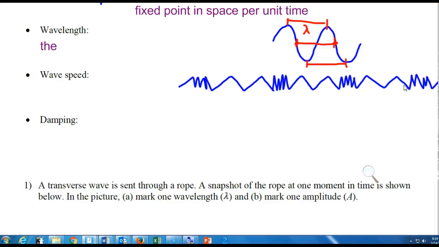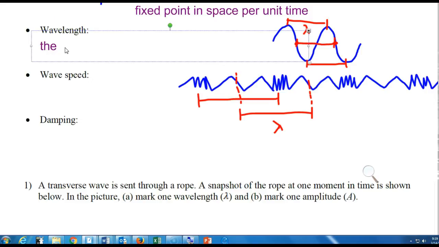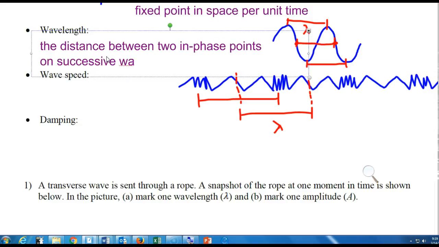And on longitudinal waves, you can measure the wavelength from compression to compression, or from the center of a rarefaction, right here, to the center of the next rarefaction, and it's the same length. They have the same wavelength. So what single definition can we write which captures crest to crest, trough to trough, middle to middle, rarefaction to rarefaction, compression to compression? Here it is. A wavelength is the distance between 2 points that are in phase on successive waves.